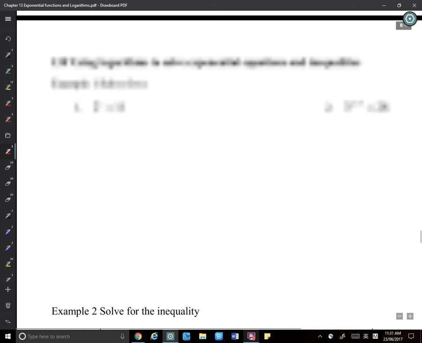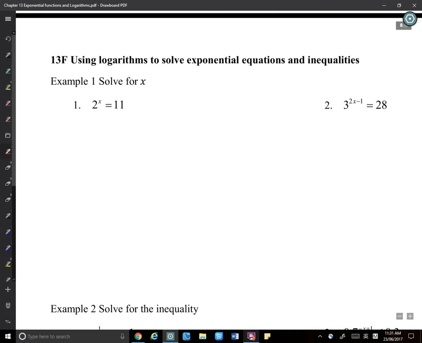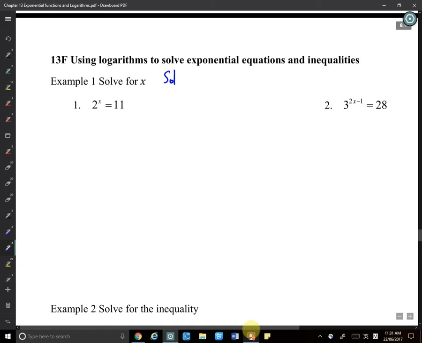The next page is solving exponential functions as well. Using logarithms to solve exponential equations and inequalities. So this is solving exponential equations as well, but both sides will not have the same base.